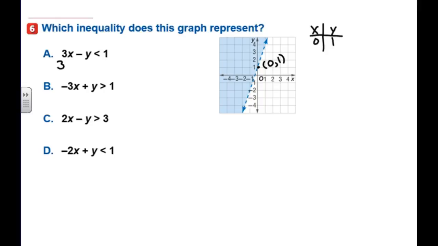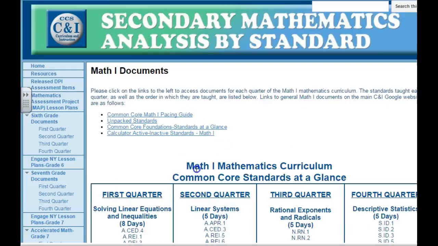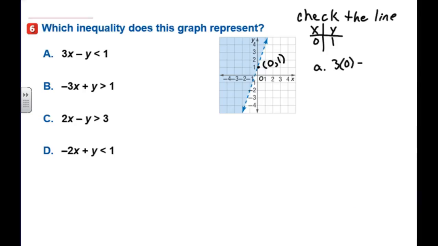When we're checking the line, this will be the first thing we do: check the line. When we check the line, we don't worry so much about the less than or greater than part, only the equal part, even though it's not there. So when we check A, we do 3 times 0 minus 1, and I wrote y, because it's part of the problem over there. Minus 1, is that equal to 1? Well, when we do 3 times 0 minus 1, we get negative 1, and that's not equal to 1, and so A is not the correct answer.